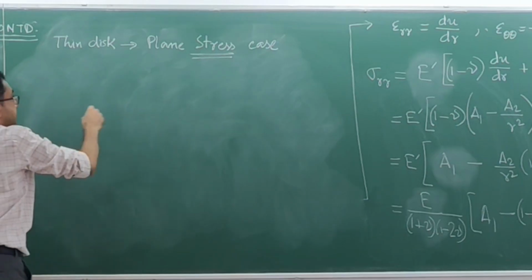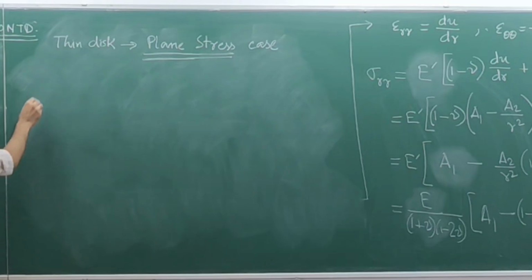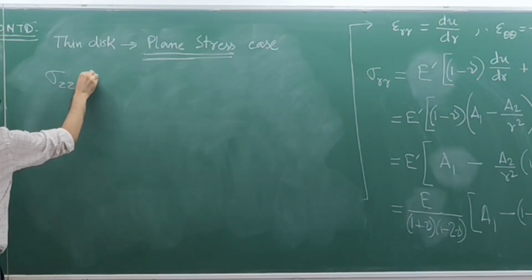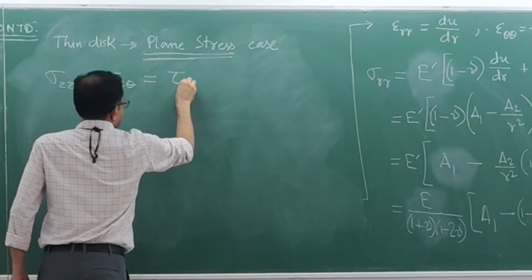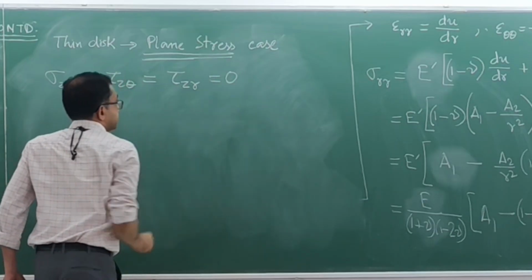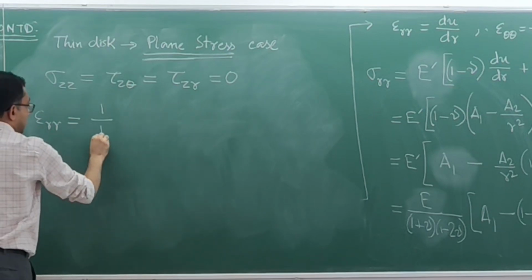Plane stress. Plane stress means what? Sigma zz is equal to tau z theta is equal to tau zr equal to 0. Okay. Now, what do we need? We need the sigma rr and sigma theta theta only. Let us start from the generalized Hooke's law. Epsilon rr is equal to 1 by E.